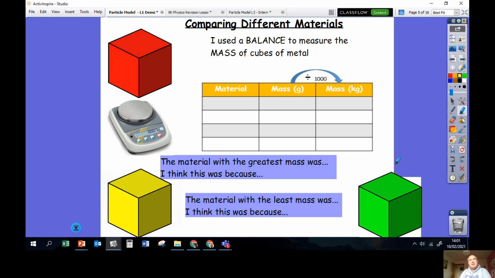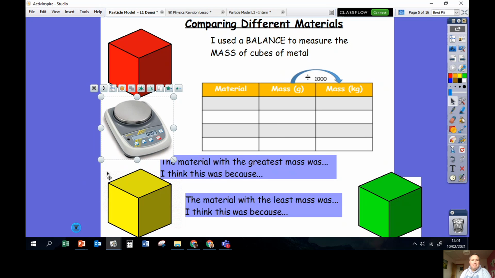So let's think about some different materials. I'm going to think about solids. What I've done in school is I've used an electronic balance to measure the mass of different cubes of metal. I had different metals, but the cubes were all the same size. Different metals, but the same size cube. I put them on the balance.